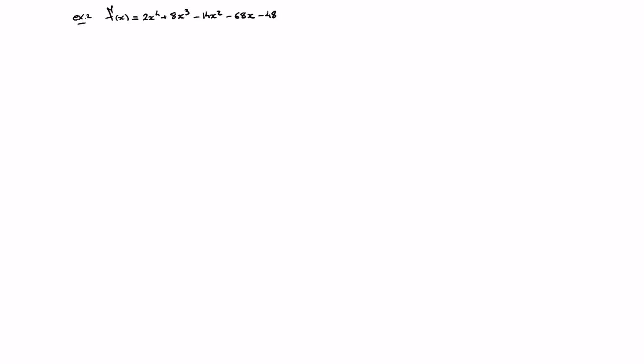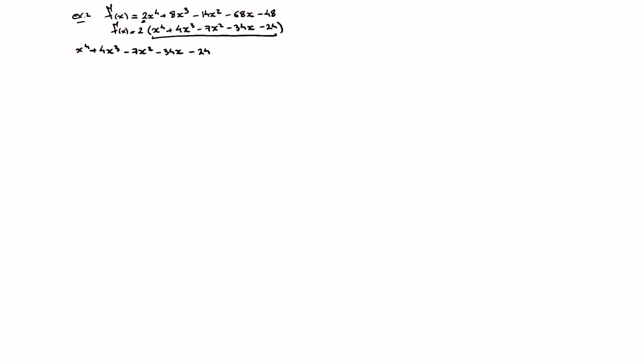Well, the first step, remember, is to take the leading term's coefficient and to place that as a factor. So that would be 2 times (x to the power of 4 plus 4x cubed minus 7x squared minus 34x minus 24). And we now focus on the polynomial inside these parentheses. Remember, it has the same roots as f of x. So we're focusing on x to the power of 4 plus 4x cubed minus 7x squared minus 34x minus 24.